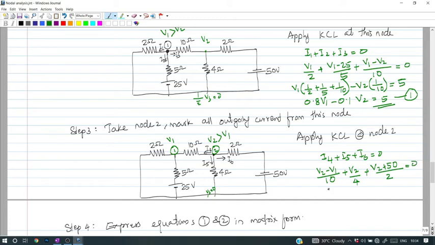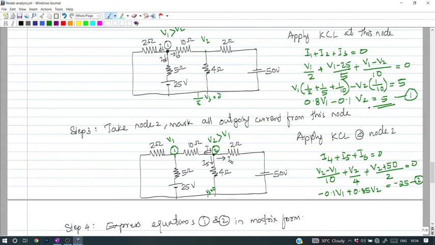Now we can separate the coefficients of V1 and V2. V1 coefficient is coming as minus 0.1 V1, and V2 coefficient is, here 1 by 10 will come, that is 0.1. Here 1 by 4 is coming. Here 1 by 2 is coming. After solving, you can obtain 0.85 V2 is equal to, so here plus 50 by 2, that is 25. When this 25 goes to that side, it will become minus 25. So this is your equation number 2.